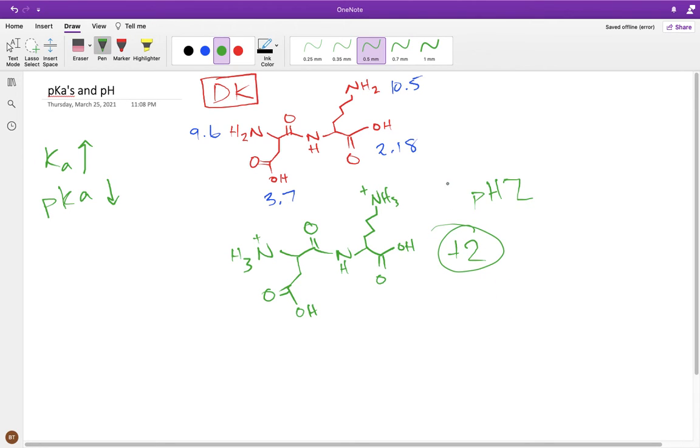So now if we were to change our conditions, let's go to physiological conditions, pH 7. Let's do this again. So pH of 7 now, let's start over on the amine side, the N-terminus. We are still on the acidic side, so we're going to keep the amine protonated.